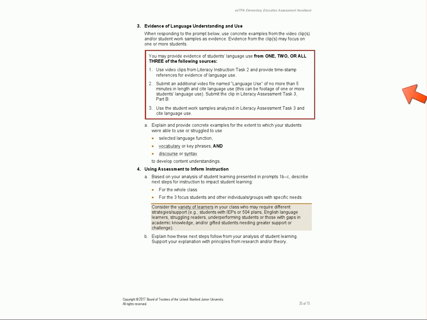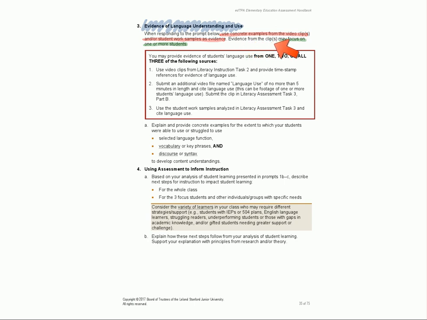Now let's go to this next section. So, evidence of language understanding and use. So far we've talked about collecting evidence and we've talked about feedback. This is the 3rd major piece of the assessment task, is thinking about language use. So, in this section, you want to give concrete examples, always evidence and evidence, from the video clips with timestamps, and then quotes or evidence from the student work samples, all right?